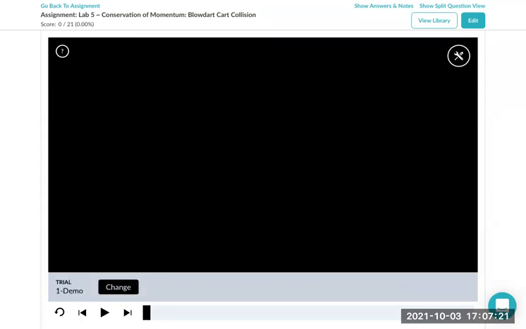All right, so let's load this. Let's look at the experiment itself. So you should be able to see that object 2, which is the cart right now, is initially at rest. Then you're going to project object 1, which is going to be moving to the right, collide with the cart, stick together, and they're going to be moving after the collision together. That's the inelastic collision.